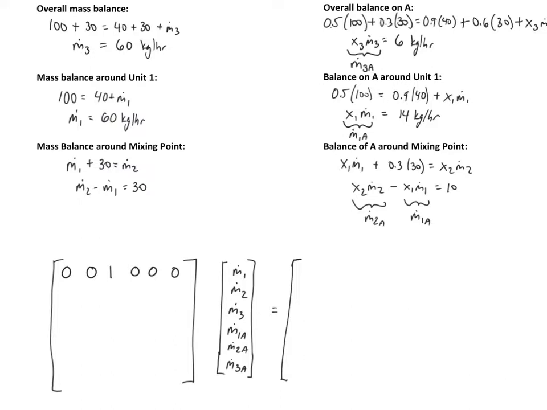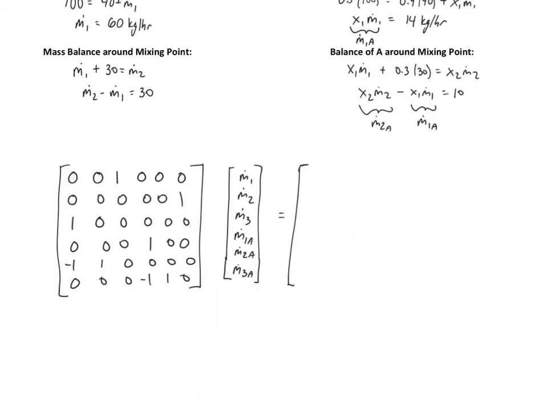We can repeat this for every single equation, and I'm going to pause this and fill in the rest of the matrix. All right, I filled in the rest of the matrix, and some of the ones that might be a little confusing are the last two rows. This is the mass balance around the mixing point, and you can see the coefficient for M1 is negative 1, and the coefficient for M2 is 1.